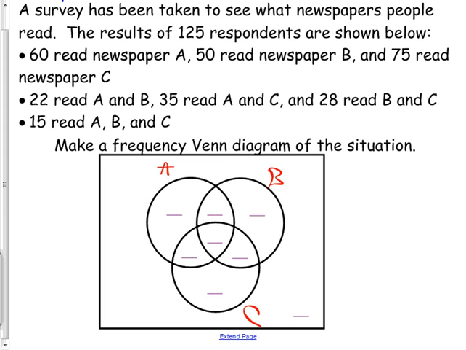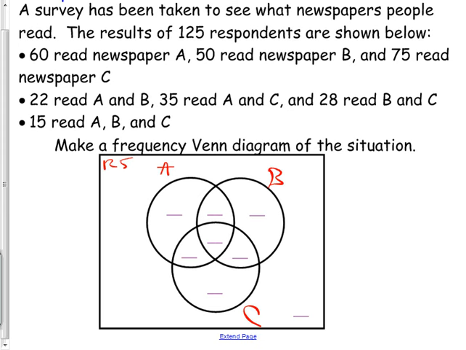A survey has been taken to see what newspapers people read. The results of 125 respondents. Right there, I'm going to write 125 here. That's not part of the Venn diagram. It's just telling me what it totals up to. 60 read newspaper A, and like I said, don't start on the outside of the thing. Start on the inside of the thing. So don't put that in yet. 50 read newspaper B and 75 read newspaper C.